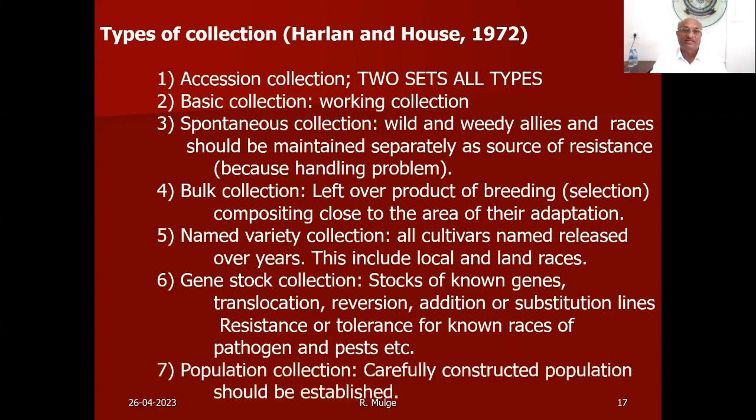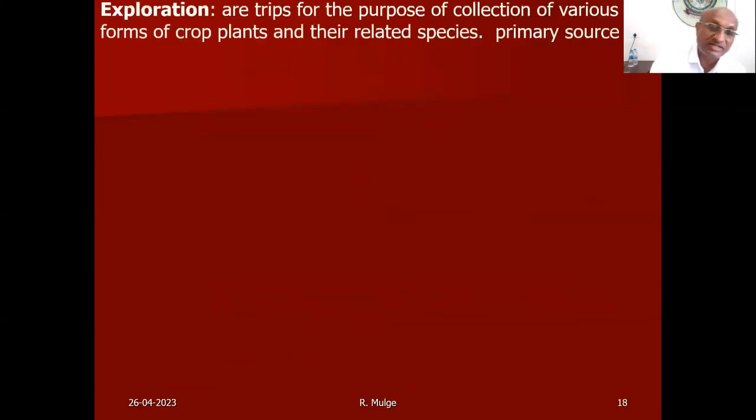Okay, so then the population collection. Carefully constituted populations should be established and maintained. It is not that you are immediately going to release a variety from that. It is a continuous process. You are maintaining it, so byproducts can be there at any time. So some accessions you can push for your immediate breeding programs. So population collection. Those are the 7 different types of collections.